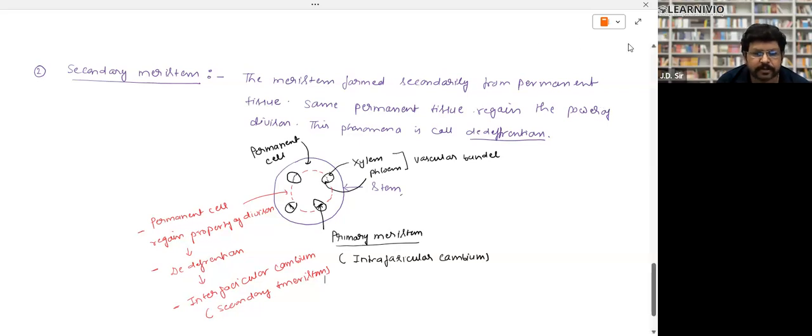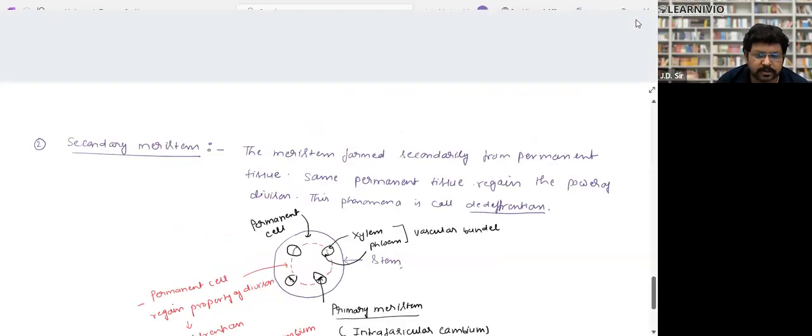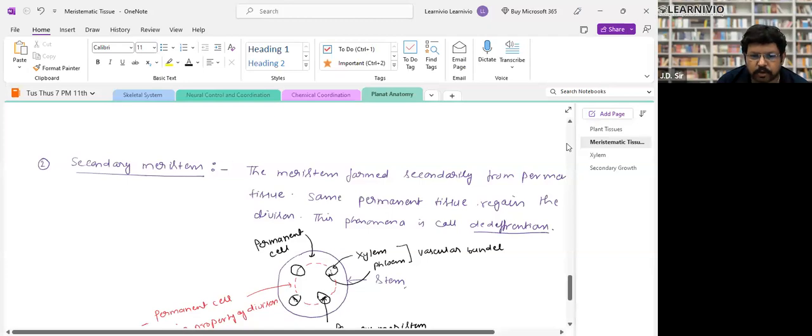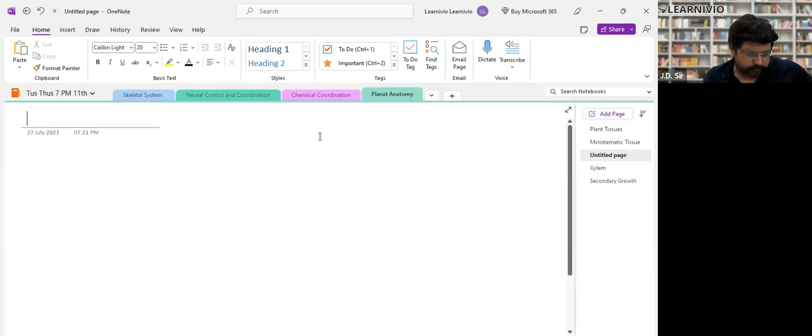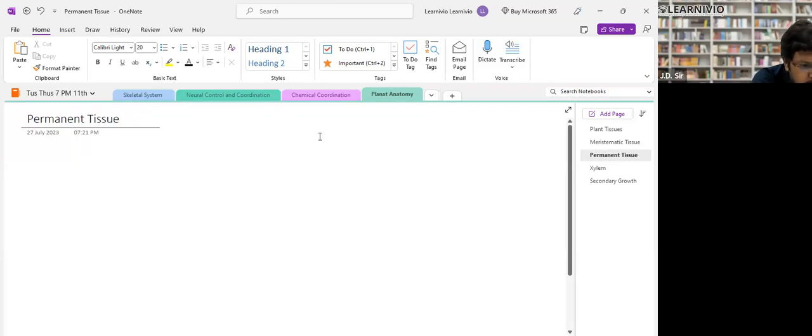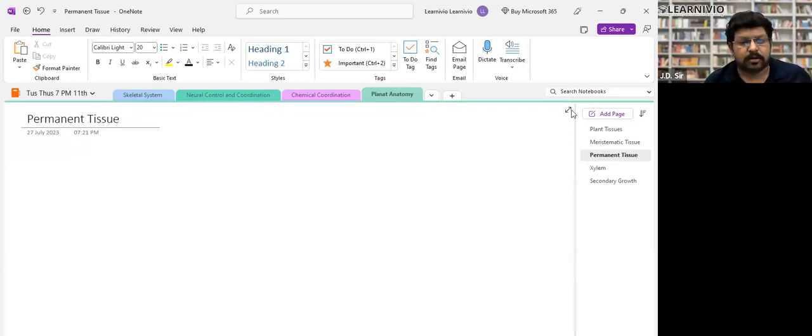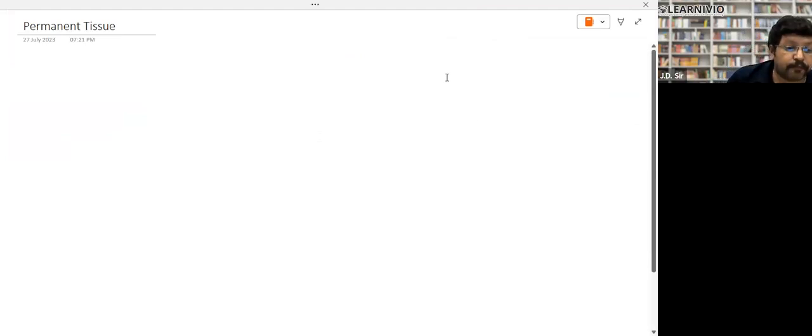Okay, fine. So this was the secondary meristematic tissue. Now come to the permanent tissue. Let's talk about the permanent. Now look how the permanent tissues are being formed. Let me first explain in a simple way, then technically I'll tell you how the permanent tissues are formed.